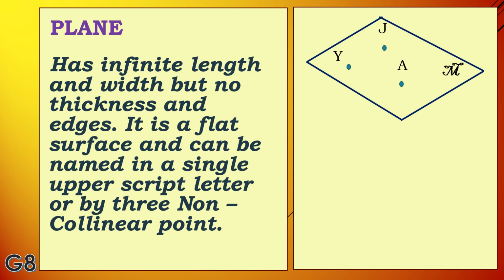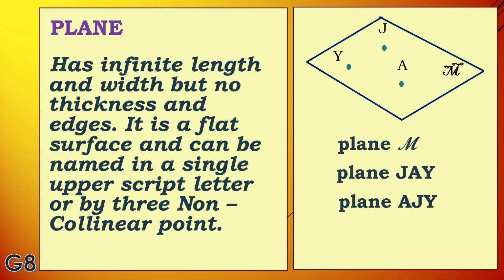Say, for example, in this figure. This figure can be named as plane M. It uses the single uppercase script letter. Or we can also name this plane as plane JAY using the 3 non-collinear points. Aside from plane JAY, we can also name this plane as plane AJY or plane YAJ. Did you get it, students?